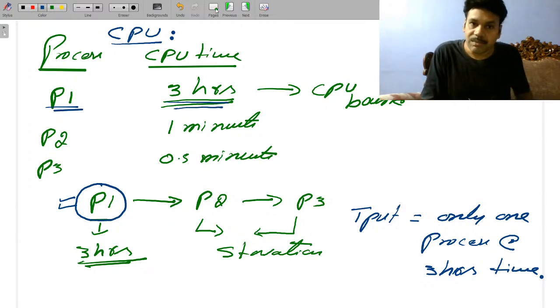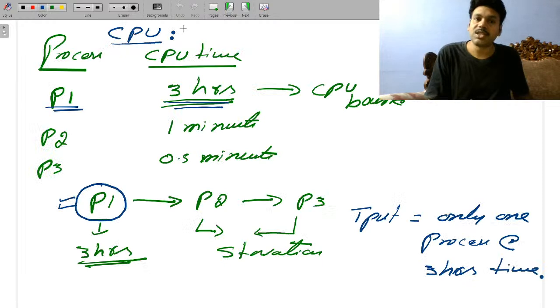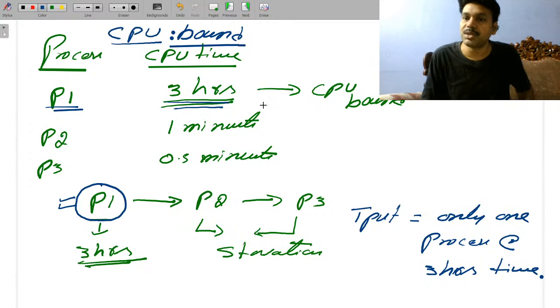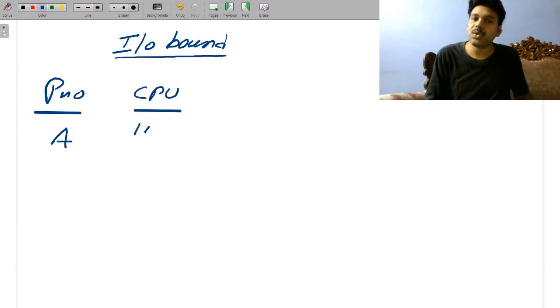Now you see the second variety, IO. What is IO here? Please observe. Now I am talking about IO bound. So the earlier one is CPU bound. It is bound to the CPU. That's the meaning of CPU bound. Now observe here, process A is the process. I require CPU time of only 1 unit, but I require IO time, please see, 300 units.